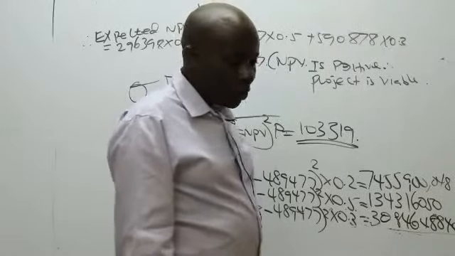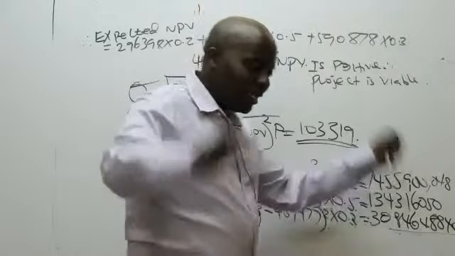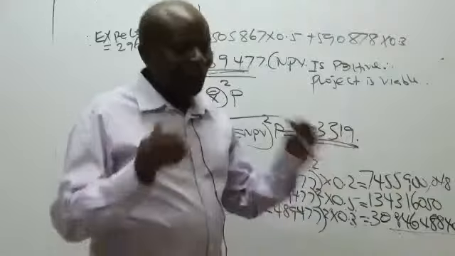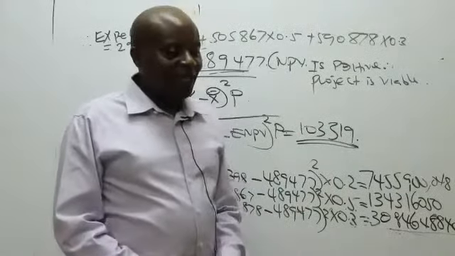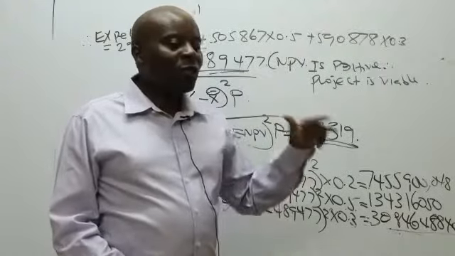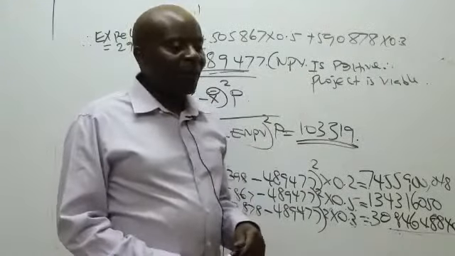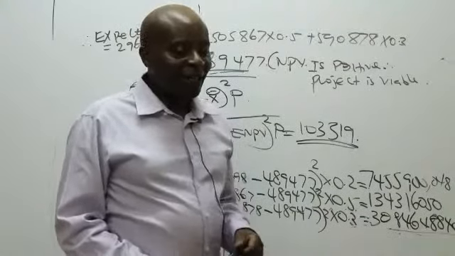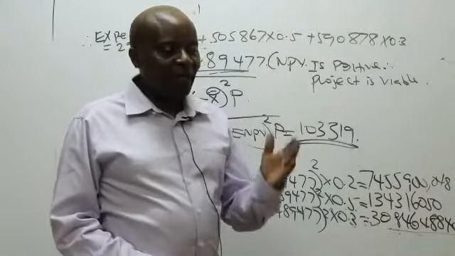103,319. Now they're coming with the figure. Eric is still getting that. Oh, that is no problem, Eric. What you're supposed to do is now to say square root of that answer. Thank you very much, Catherine Njoki. Thank you very much, Yegon.